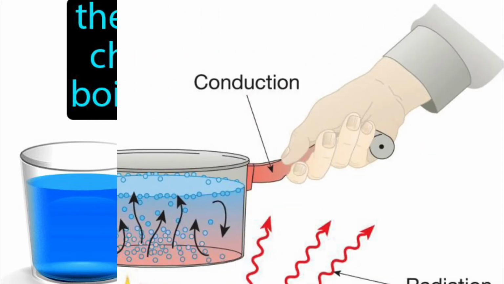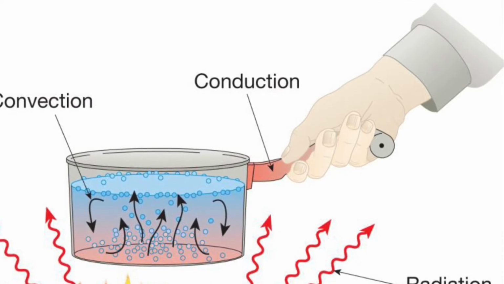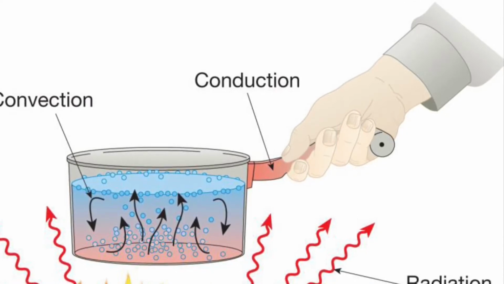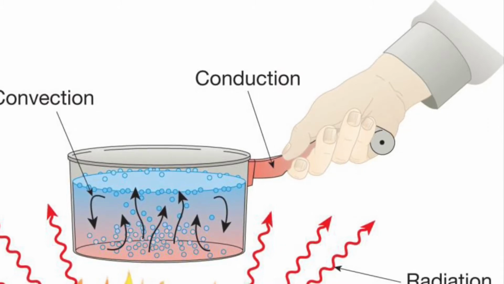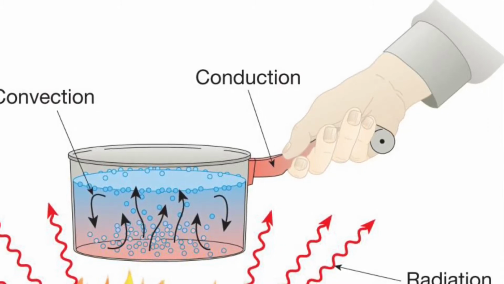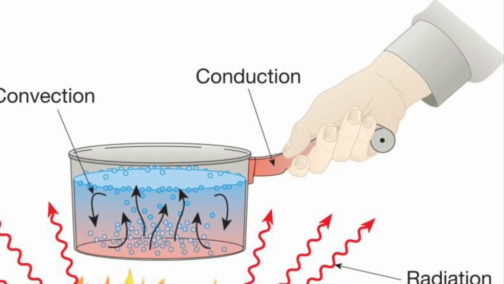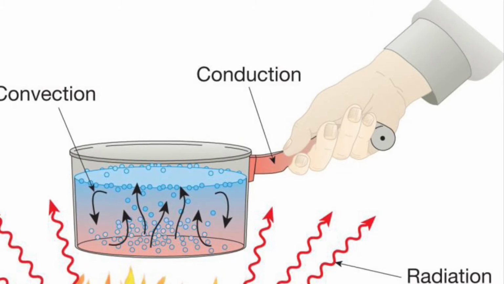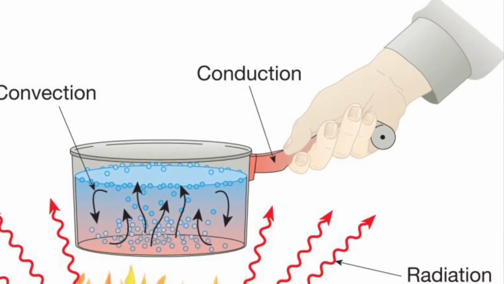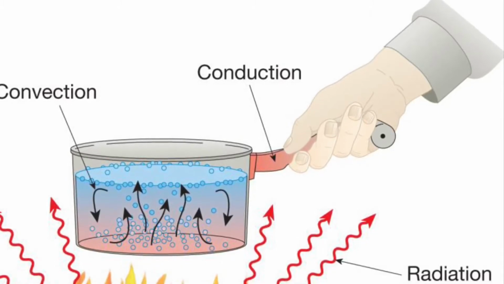Now let's talk about how heat flows. In the kitchen, heat usually comes from burning gas or electricity. The heat has to flow into the food to cook it. Heat flows in three ways, which are conduction, convection, and radiation.